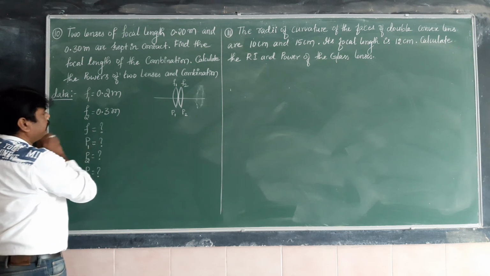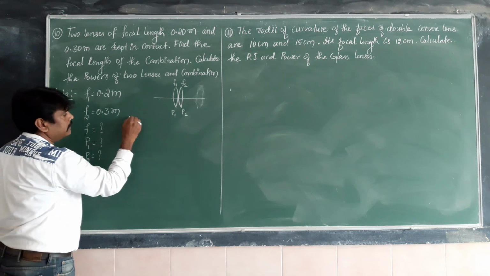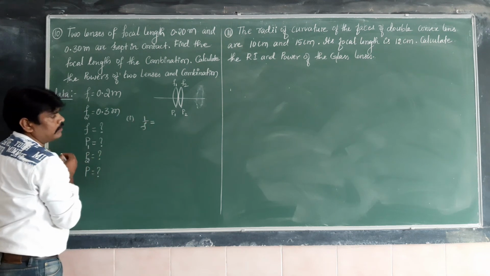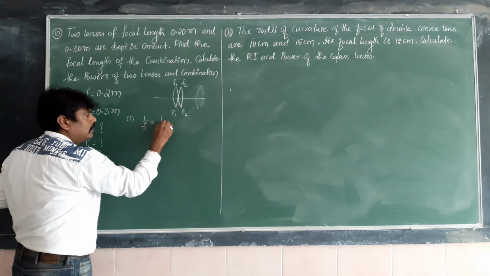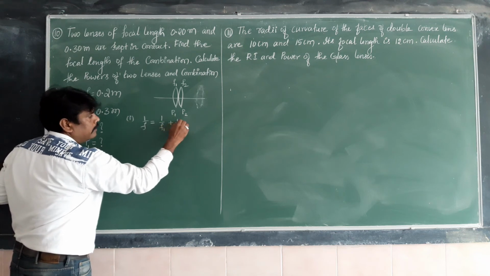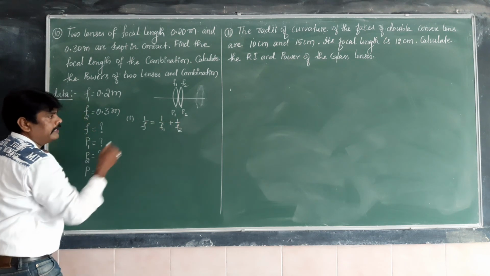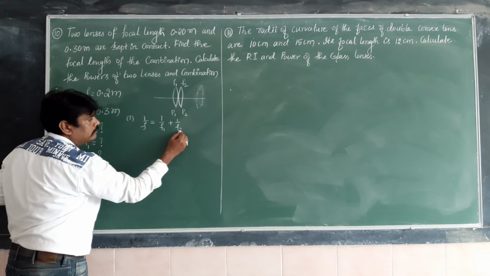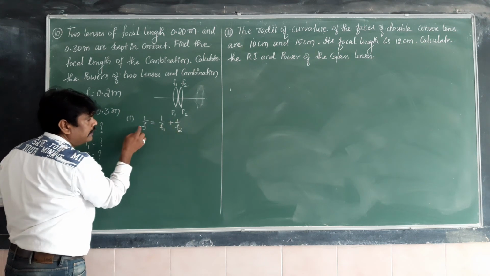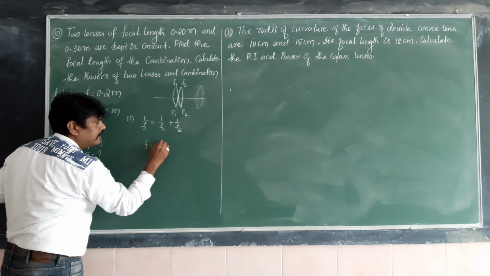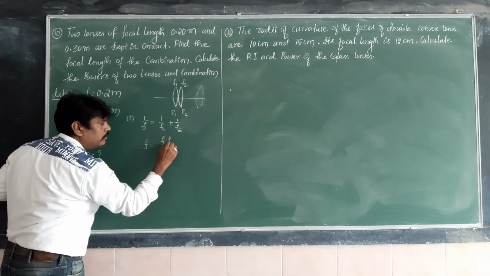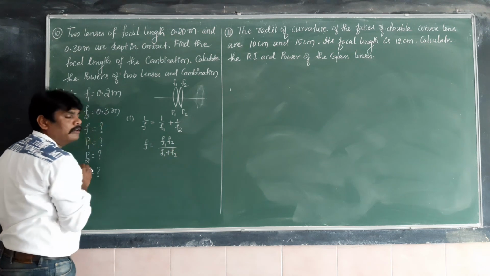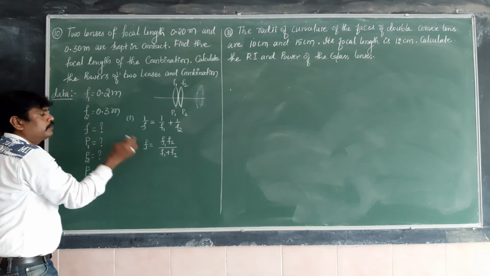Now to find f, there is a formula. In the first part, to find f, the required formula is 1 by f is equal to 1 by f1 plus 1 by f2. Simplify this formula. Take the LCM f1 into f2. In the numerator, f1 plus f2. Then take the reciprocal. Then f is equal to f1 into f2 in the numerator, and f1 plus f2 in the denominator. This is the required formula. Now substitute the f1 and f2 values, and you get the final answer.